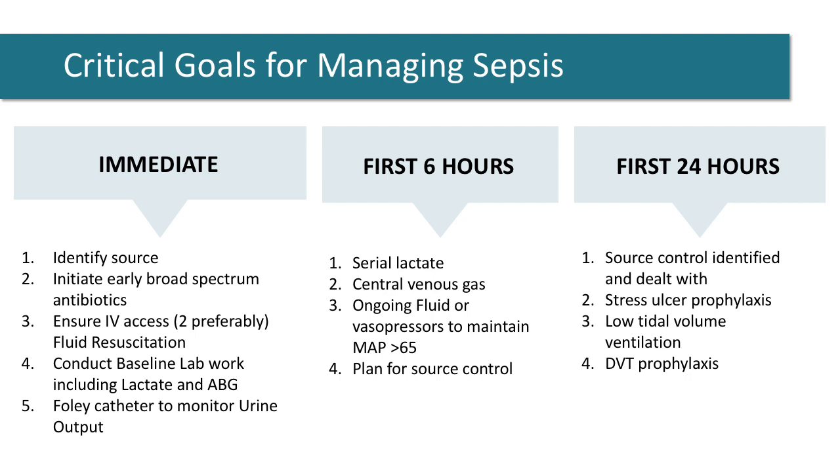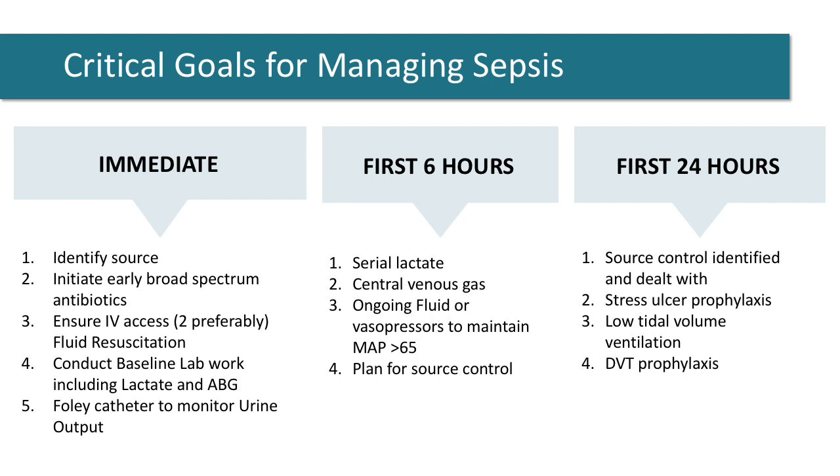In the first 6 hours, lactate and central venous gases should be measured serially, as well as an ongoing assessment for fluid or vasopressors in order to maintain a mean arterial pressure of greater than 65 millimeters of mercury. If a potential source of infection has been identified, then plans should be made to try and obtain source control.